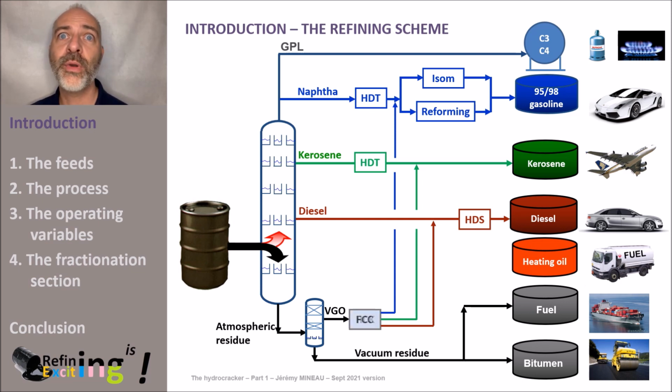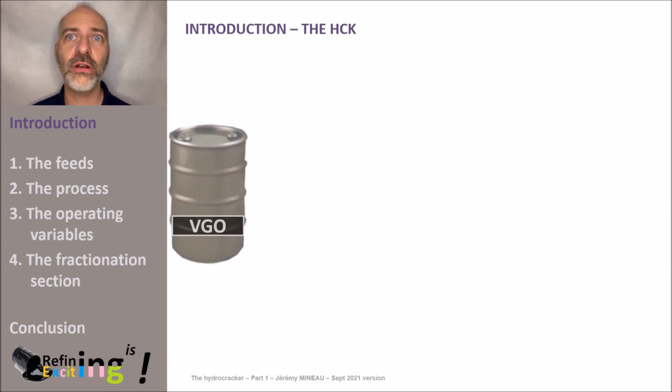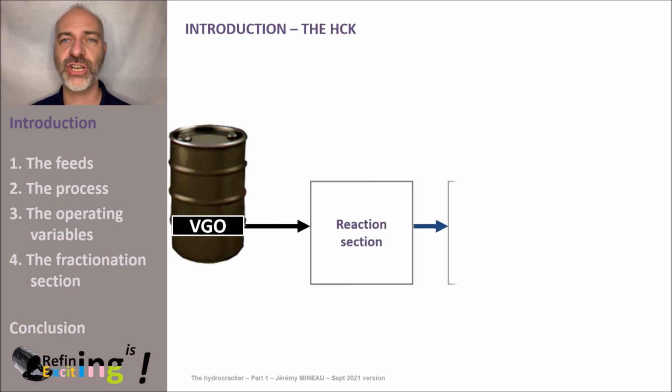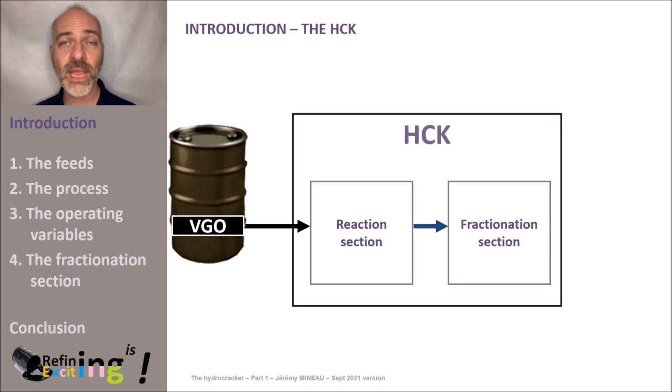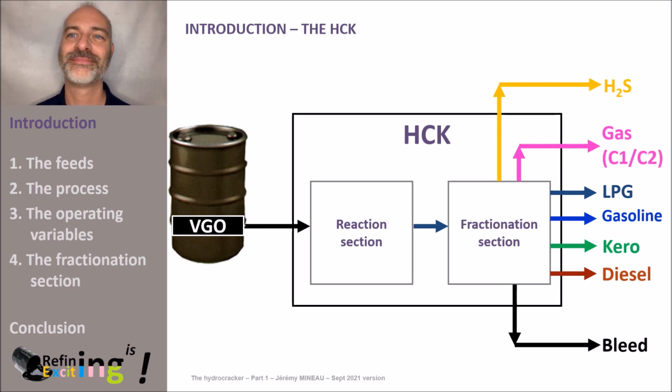At the end of this MOOC, we will see the main differences between the two processes and the reasons why a refiner may choose to invest in a FCC or a hydrocracking to boost the production of kerosene and diesel fuel. To finish this first part, we will see that the hydrocracker is like almost all conversion units, equipped with a reaction section followed by a fractionation section. This fractionation section is designed to separate the molecules that have been produced in the reaction section.